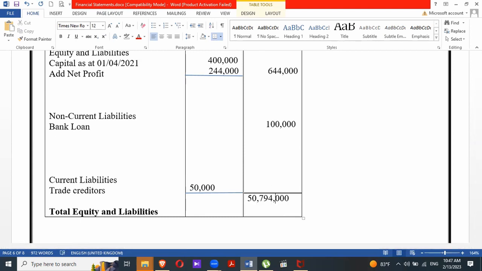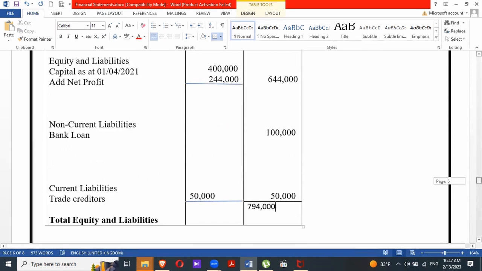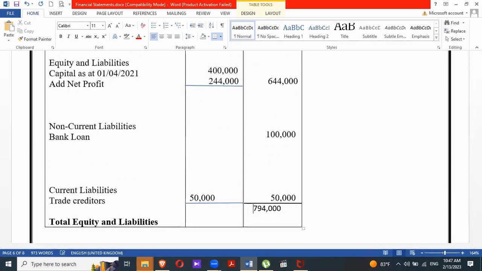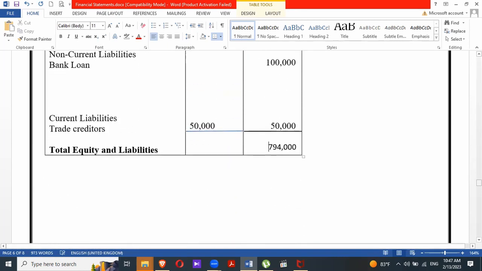Total assets value also we recorded it as 794,000. Total assets also we got same value 794,000. Total equity and liability also we got 794,000. Like this, you can finalize this question. So finally, if you record the things correctly, total assets value should be equal to total equity and liability, right?